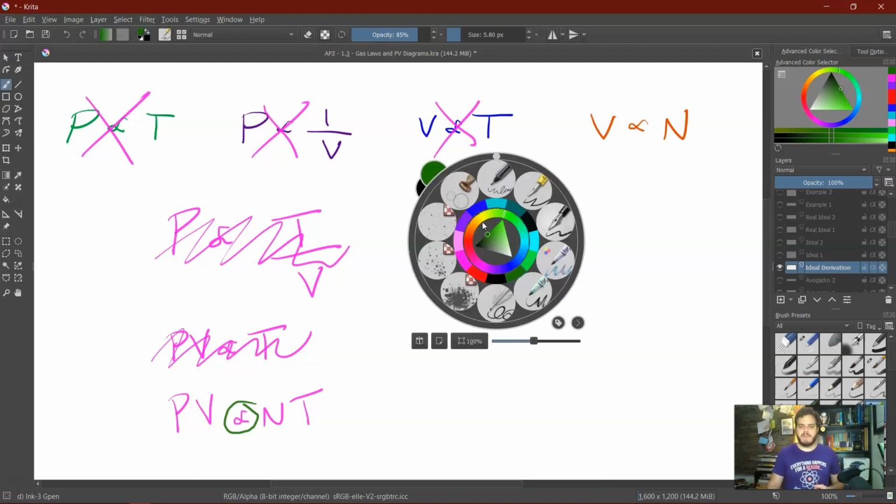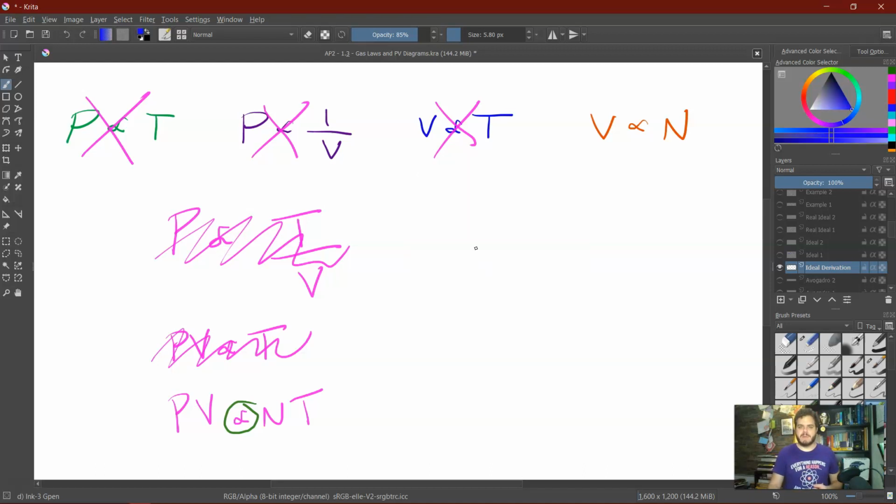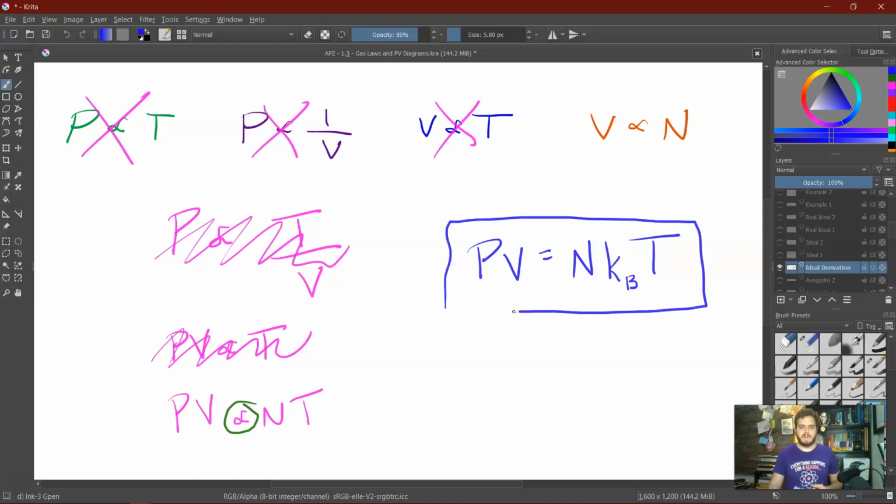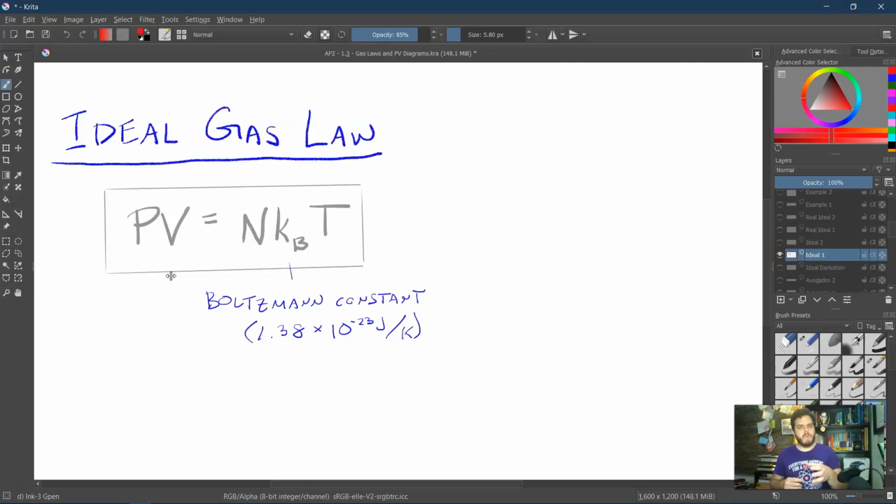And we are going to label that constant something that you may not be used to, which is PV is equal to N, and the constant we're going to use is k_B times T. And this is something we most definitely need to know. This is actually a form of the ideal gas law.